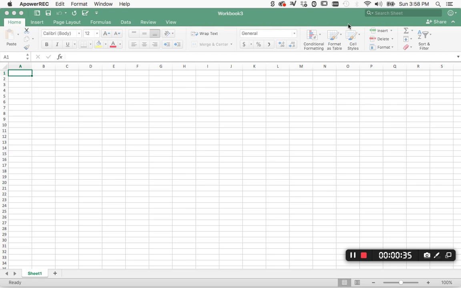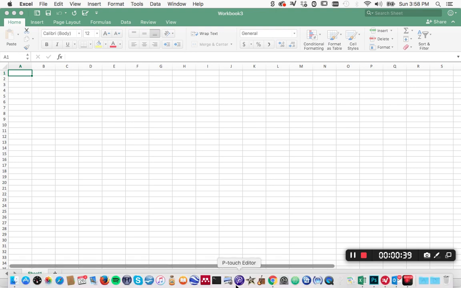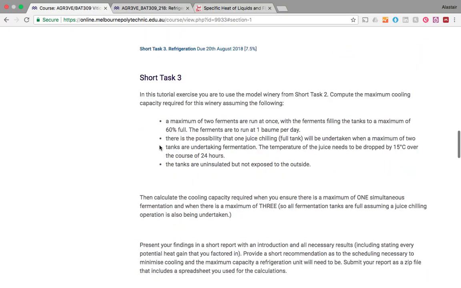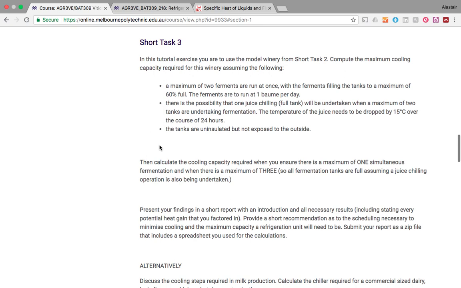Here is a blank spreadsheet which we'll be populating, hopefully with a few formulas, which I'll be doing on the fly, so hopefully I don't get caught up myself. Seemed to get through the last time when I was worried about that. So let's go to the subject page and look at short task 3.